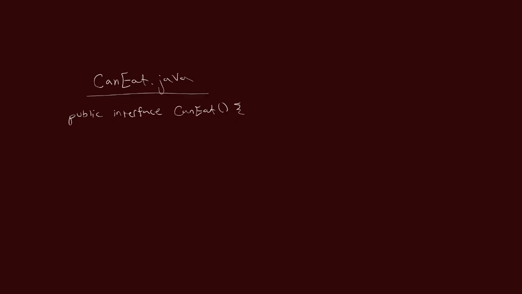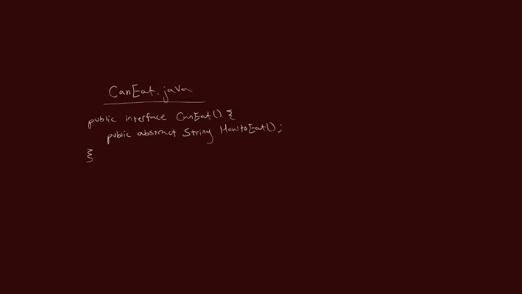So we'll do public abstract, and we'll have it be a String method, and we'll call this method howToEat. And this method doesn't have any body. So pretty much anything that implements this interface will have this howToEat method.